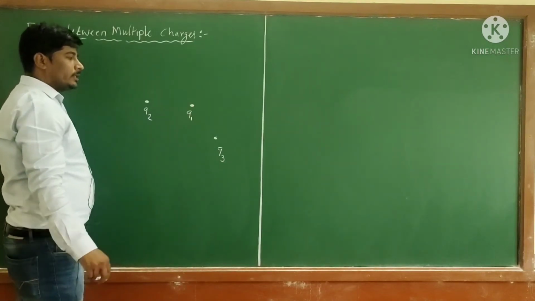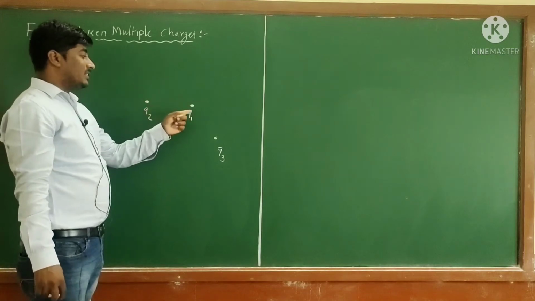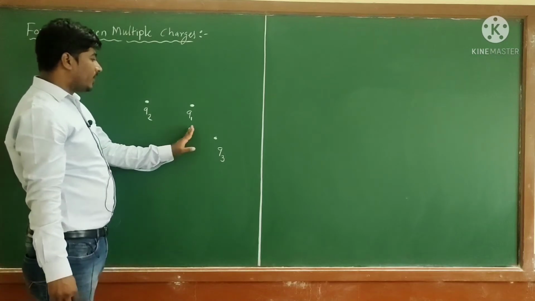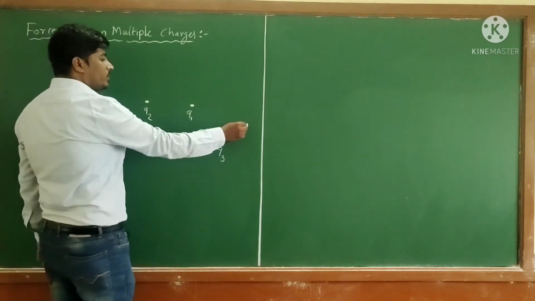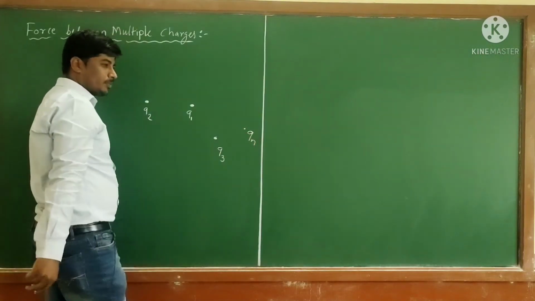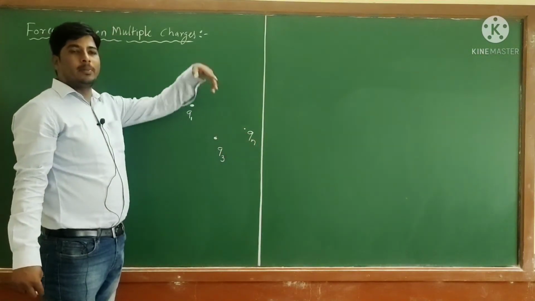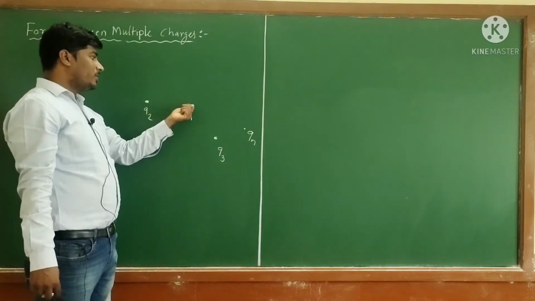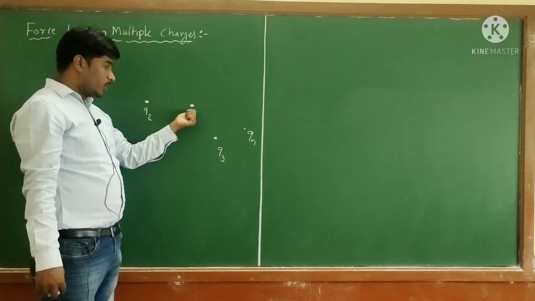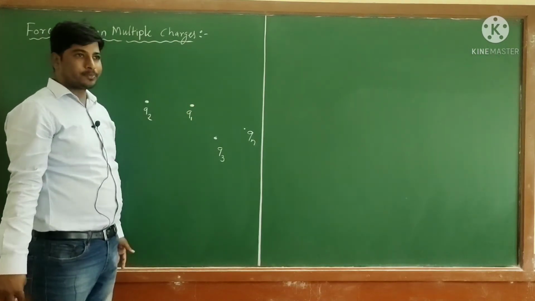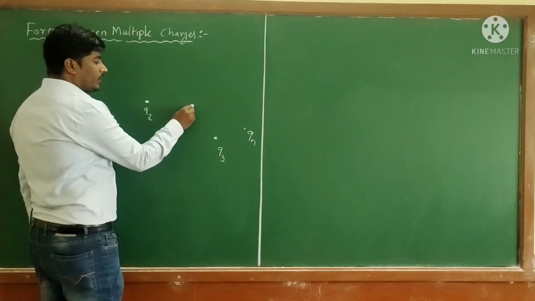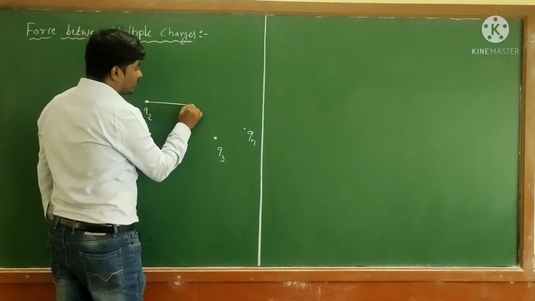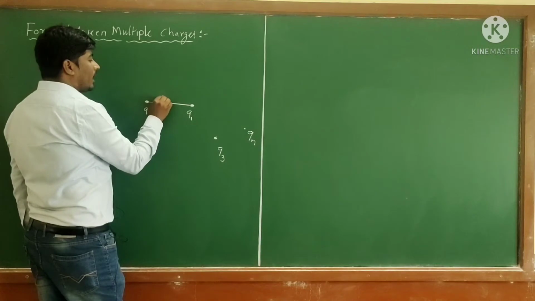I want to calculate the force on charge Q1 due to the charges Q2 and Q3. And of course, there may also be n number of charges, Qn. We will find the force on this charge Q1 due to the charges Q2 and Q3. To find the force on charge Q1, first I will draw the displacement vector from 2 to 1 here. So we get R21.